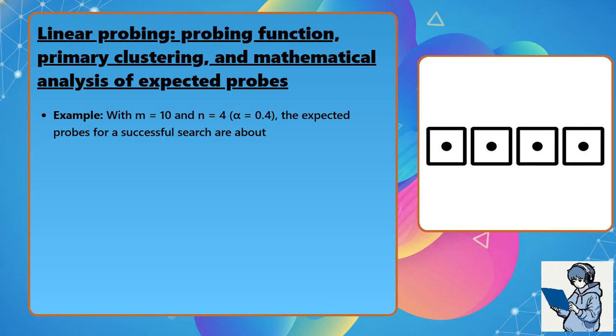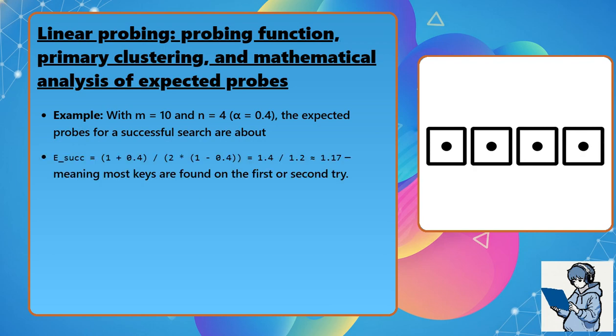Example: with m equals 10 and n equals 4, alpha equals 0.4. The expected probes for a successful search are about E_succ = (1 + 0.4) / (2 (1 - 0.4)) = 1.4 / 1.2, approximately 1.17, meaning most keys are found on the first or second try.